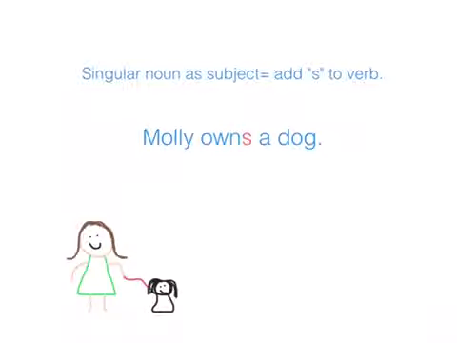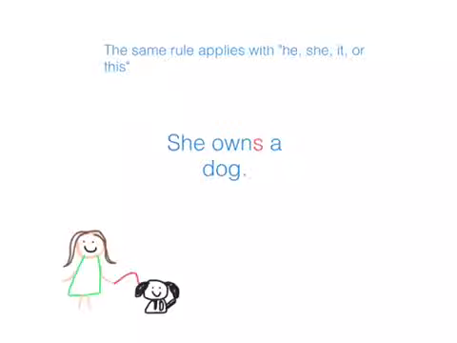So I'm going to go ahead and box the subject and circle the verb. So this would be, instead of saying Molly own a dog, Molly owns the dog. This rule also applies when you have words like he, she, it, or this as the subject. So I'm going to do the same thing with my example, she owns a dog. I'm going to box the subject, she, and circle the verb.